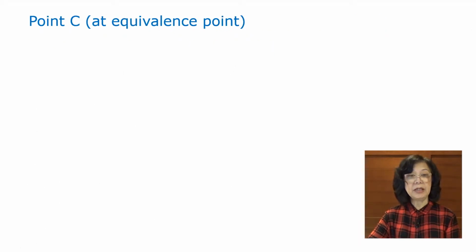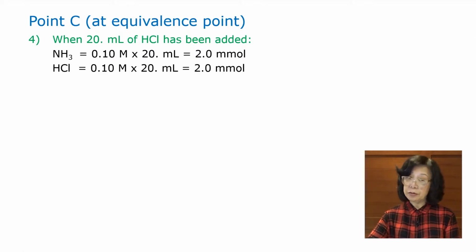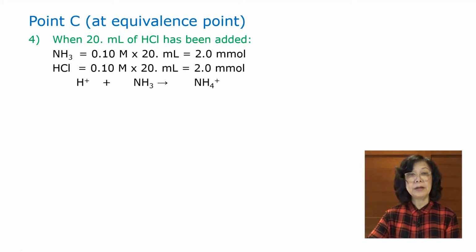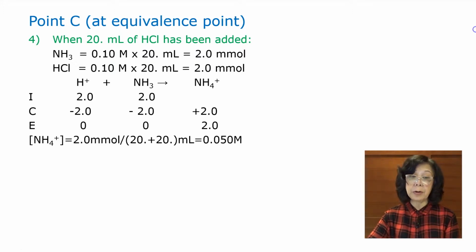Now, at point C, at the equivalence point, after 20 milliliters of HCl has been added, now we have 2 millimoles of ammonia and 2 millimoles of hydrochloric acid delivered from the burette. Writing the net ionic equation, setting up the ICE table, we find that both the strong acid and the weak base are consumed. Now we have the ammonium salt, which is 2 millimoles, and has a concentration of 0.05 molar because it's 2 millimoles over 40 milliliters in the mixture.